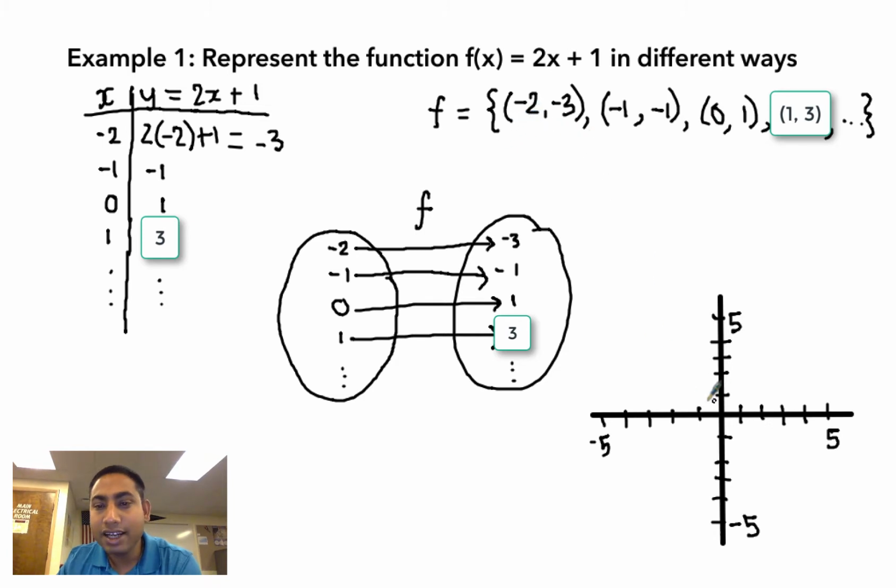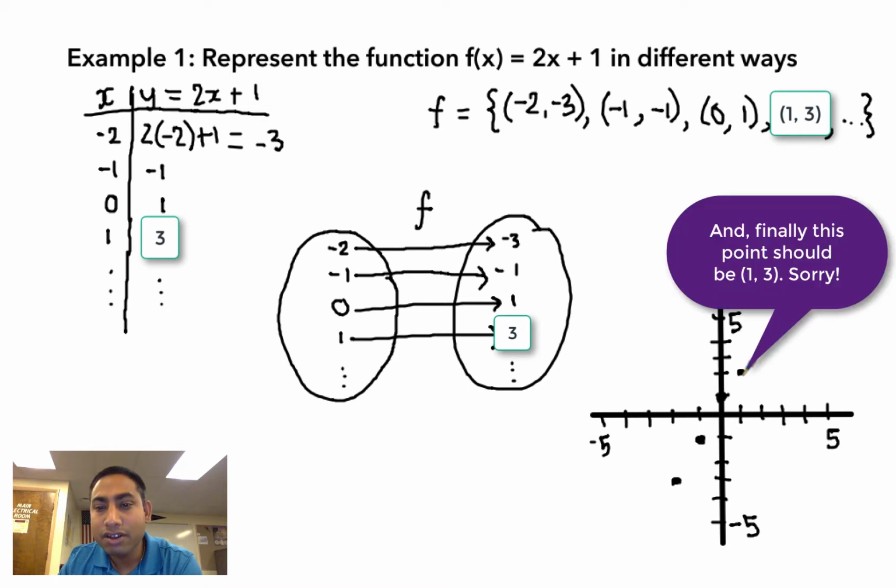So -2, -3: 2 to the left and 3 down, so somewhere here. The next one is -1, comma -1, so 1 to the left and 1 down. The third one is 0, comma 1 here, and then 1, comma 2, so 1, comma 2.